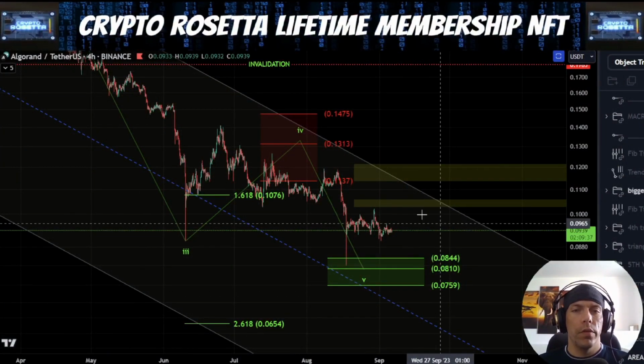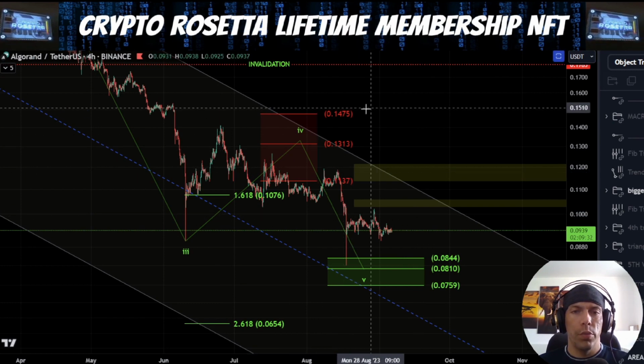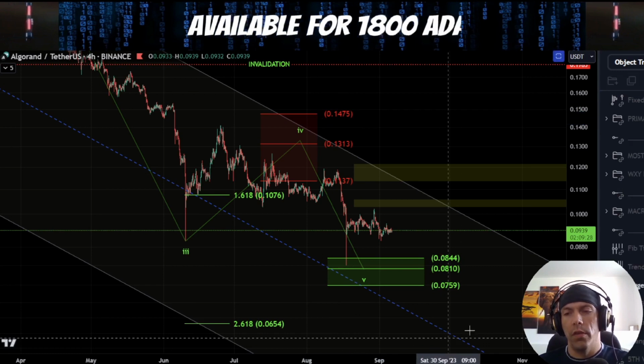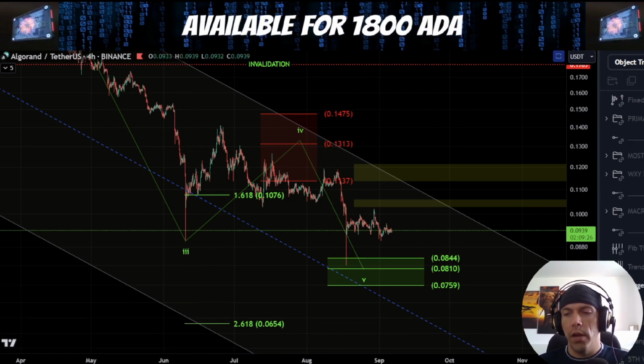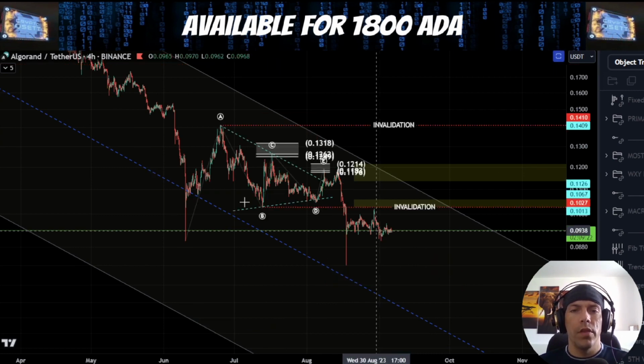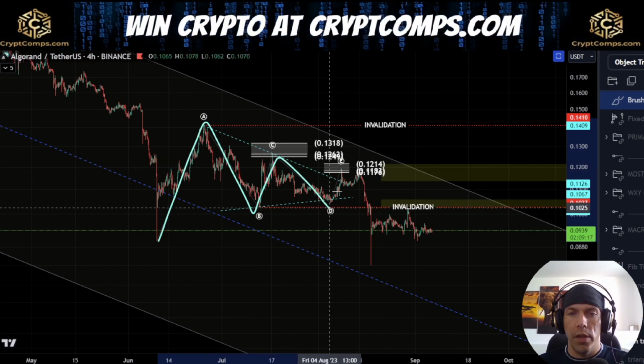Okay, so in the previous videos we've been discussing the idea of this being a fourth wave. Now it is still possible for us to be within this fourth wave for as long as we stay below this 1475. Within one of the ideas that we talked about of this being a fourth wave, we talked about the possibility of having a triangle here where this becomes A, B, C, D and E.